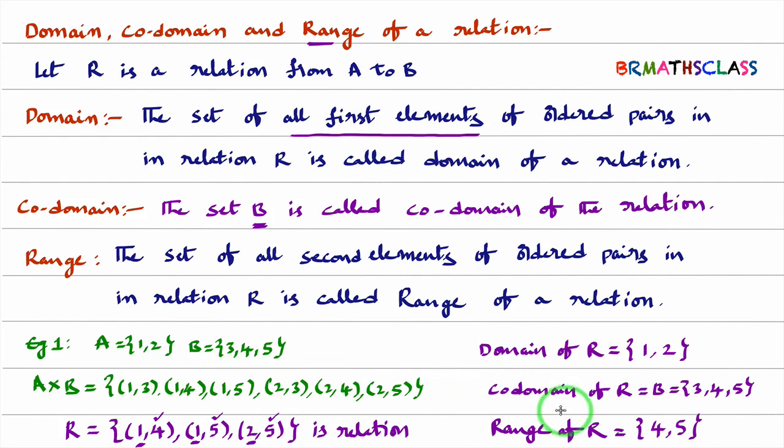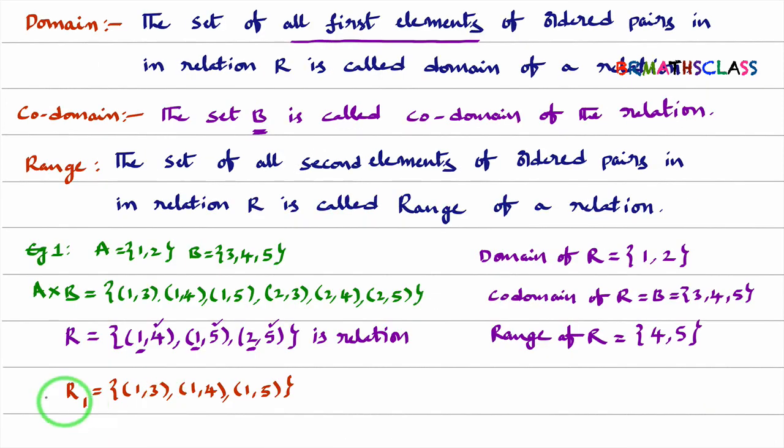Now we will try to understand this with one more example. You observe here, I consider a relation R1. Is ordered pair (1, 3) in A cross B? Yes. Is (1, 4) in A cross B? Yes. Is (1, 5) in A cross B? Yes. All the elements present in R1 are present in A cross B. So R1 is a relation, and it is a relation from A to B.